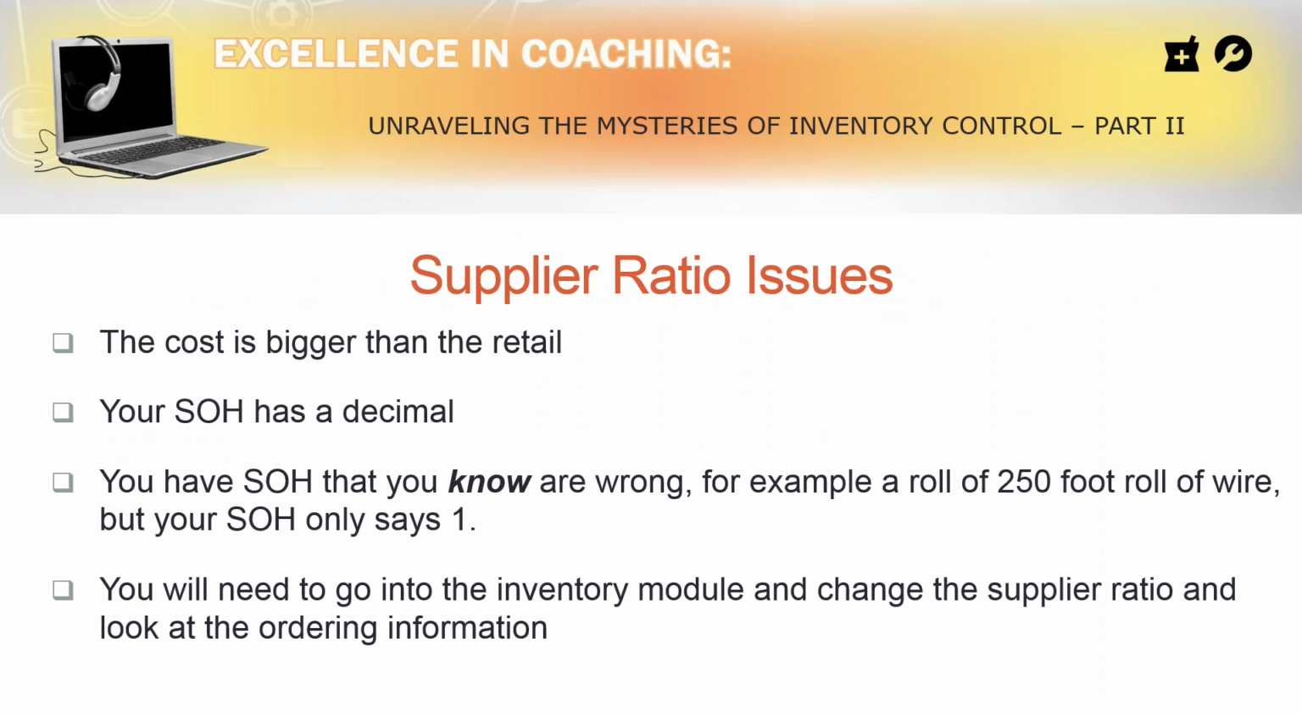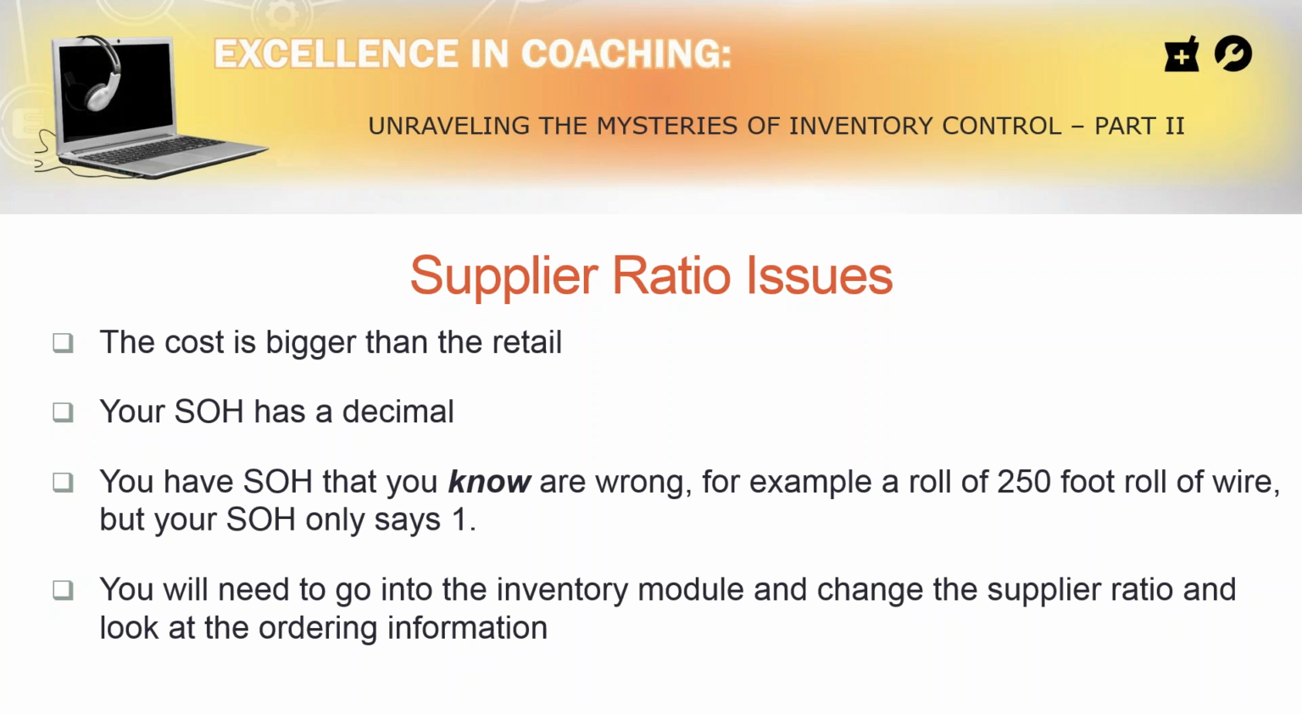This is another one of the really, really common ones that I see within our customers that I help them with all the time. Okay, supplier ratio can be very complicated. And so to get it nailed down to where it's going to show correctly on the suggested order report is kind of a fine science. So there's a few things that we want to go ahead and look for when we're looking at these supplier ratio issues. The cost is bigger than retail.